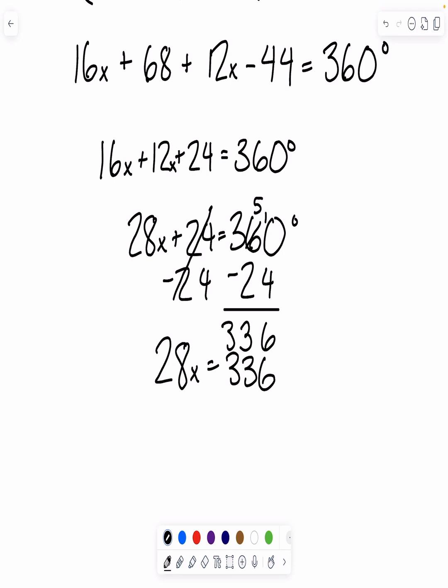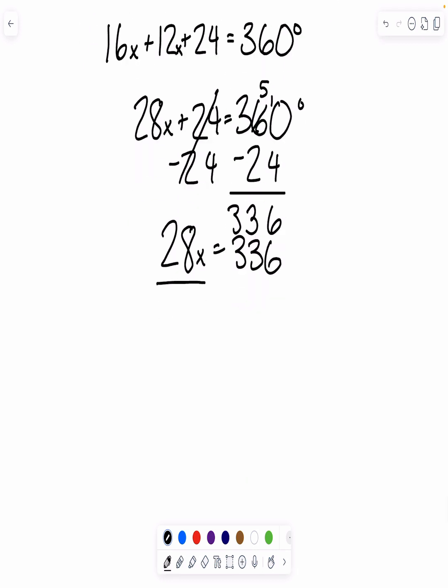And so from here, all I can do is divide 336 by 28. And that should give me 12.